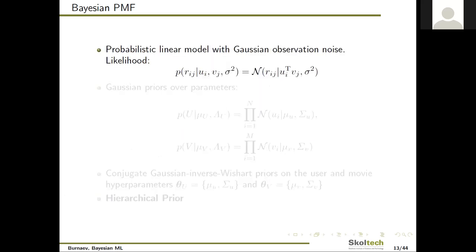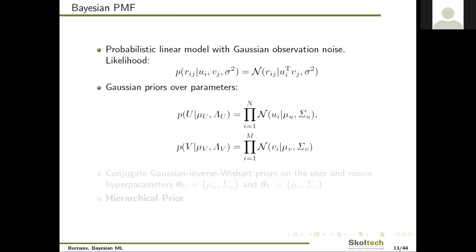Okay, so let's try to make this problem probabilistic, so we will be able to add some Bayesian spirit to it. What we are saying is that the actual ranking is a Gaussian random variable with some mean and some variance. For the mean, we just take the scalar product of U and V, and we have some bias, which we don't specify how we estimate.